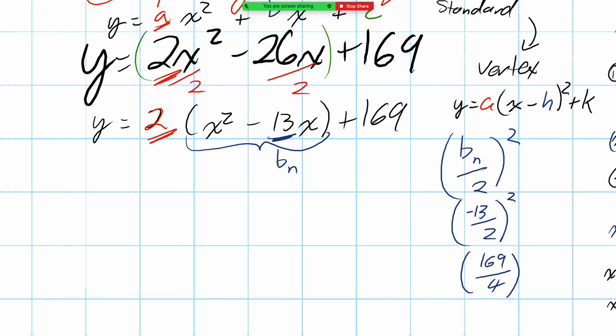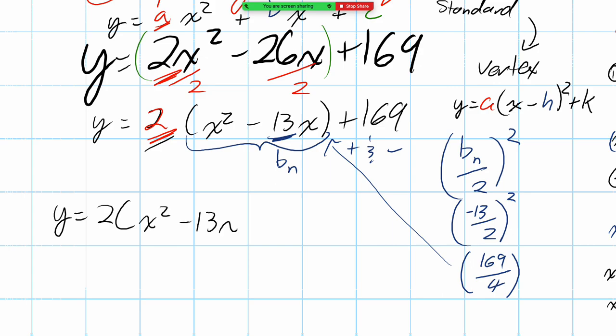We're going to take that term, and we need to add and subtract it in those brackets. So our next line is going to read y is equal, we keep the 2 outside, we keep the x squared, we keep the negative 13x, and then we add this new number, okay? And just let's pretend that it's an easy number here. 169 over 4, okay? It's going to be easier when we do it one last step on the outside.